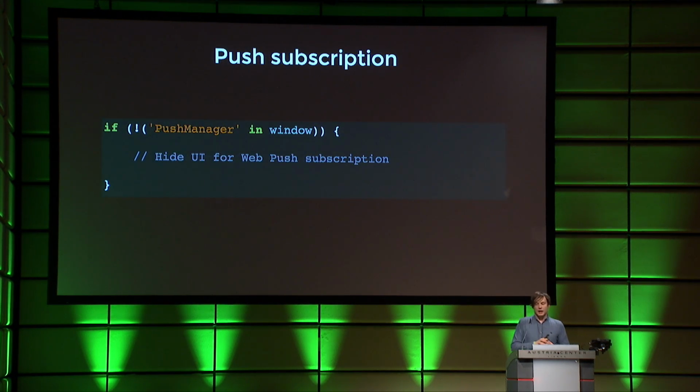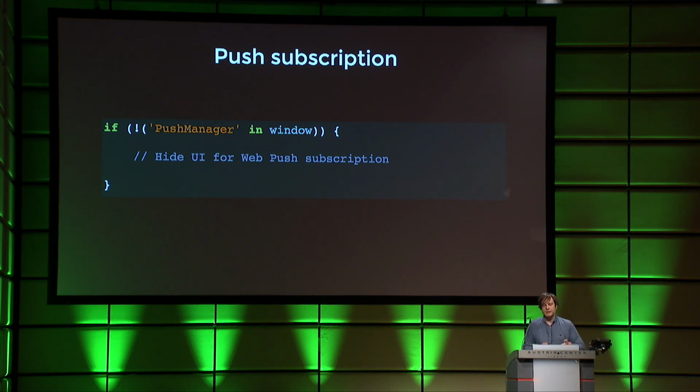It's not only about avoiding errors in our apps, but also we could hide or show some pieces of UI in the app. For example, if the browser does not support web push notifications yet, why show this button subscribe to push at all, right? We can easily just hide this.